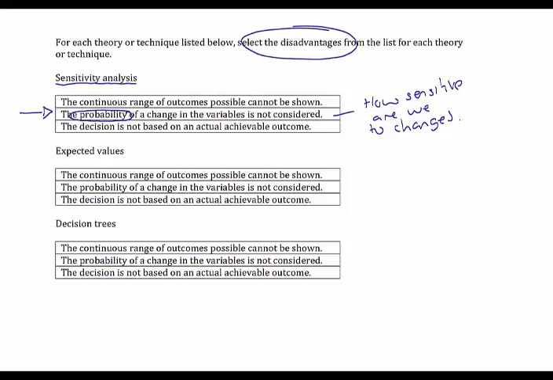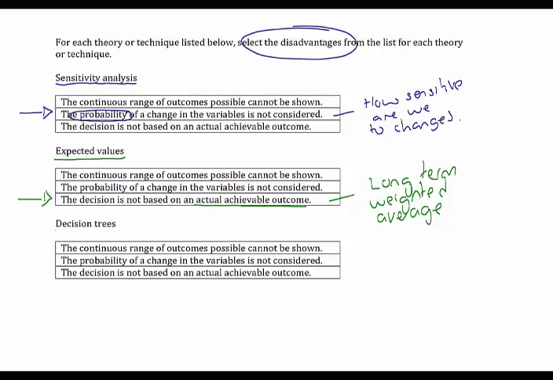If we then look at the next one with expected values, one of the big problems that you get with expected values is this third point. The decision is not based on actual achievable outcomes, or rather it's not always going to give you an achievable outcome. And the reason for this is expected value is a long-term weighted average. If you were to do this event over and over and over again, the average result you would get would be the expected value. But for any one-off event, it has to be an actual outcome, where an average could give you a decimal place with regards to number of units.